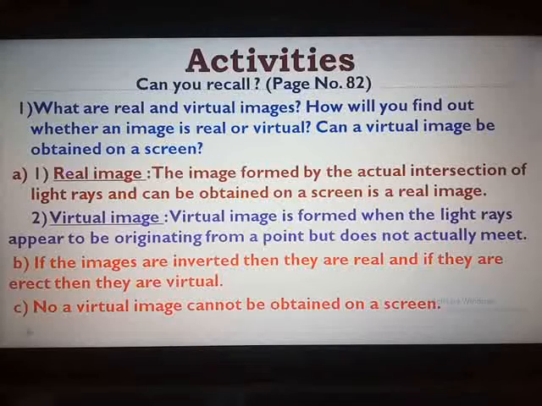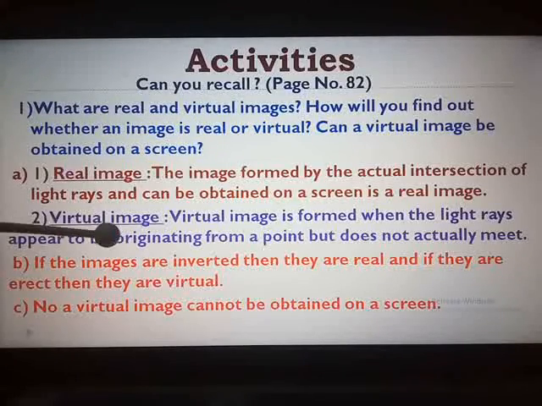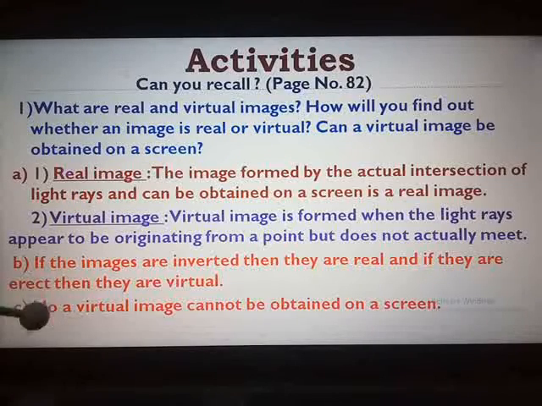See how stepwise I have mentioned with the answer. The questions are also given stepwise. First, they have asked what are real and virtual images. So, we have provided the definition. How will you find out whether an image is real or virtual? Then you are going to provide the condition, and can a virtual image be obtained on a screen? Yes or no. In that you will give your answer.